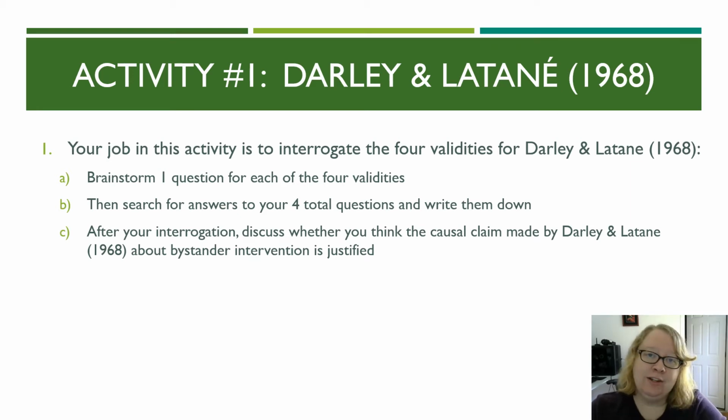And our job with these validities is to think about the quality of the study. How well did they measure their variables? Were there any internal validity threats, that kind of thing. And so what you're going to do after you've answered your 4 questions in parts A and B of this activity is think about whether you think that causal claim, that the more bystanders there are, the less likely someone is to get helped, is justified. And then you'll explain a little bit about why you think it is or why you think it isn't.